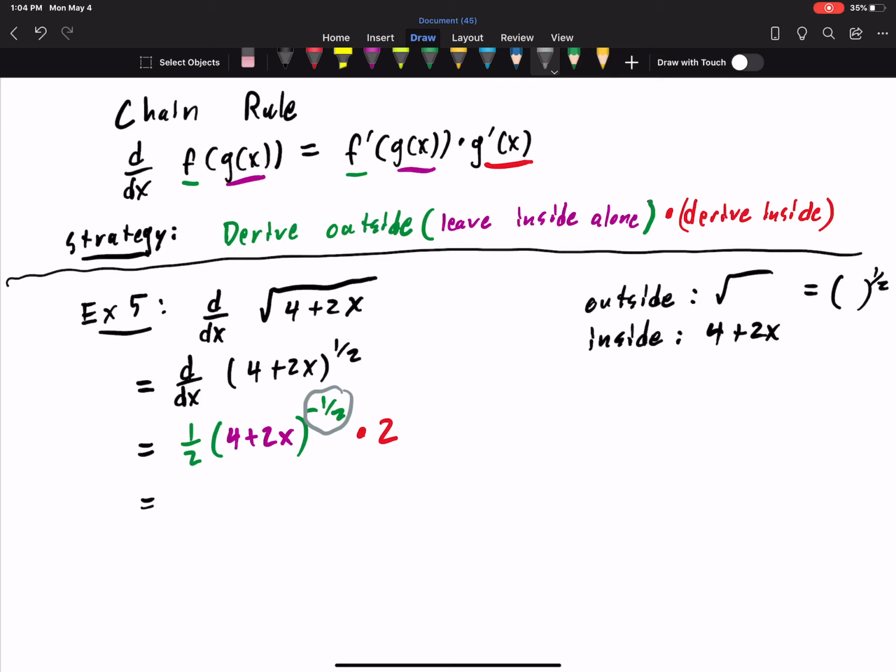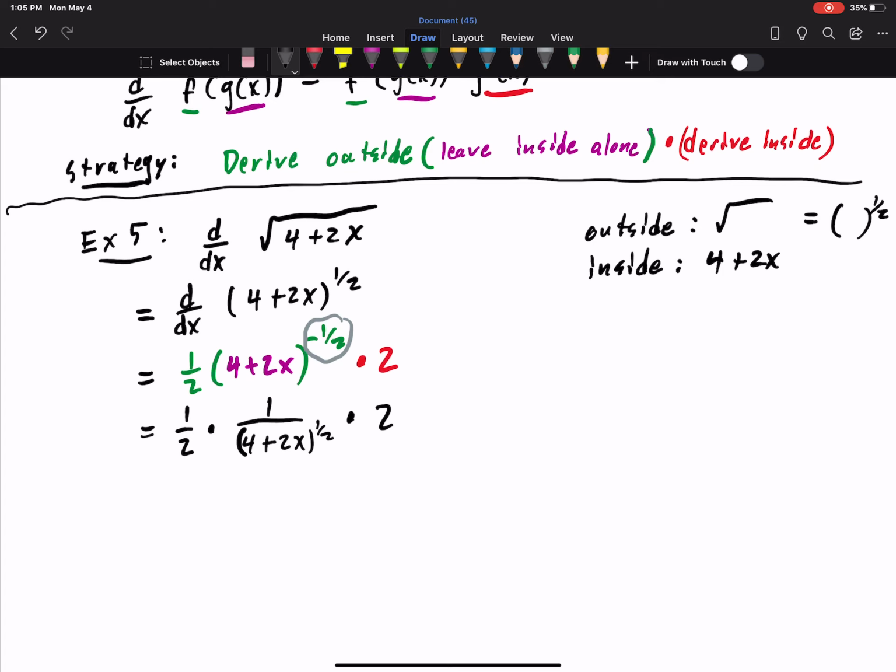Okay? So simplifying this, we have 1/2 times 1 over 4 plus 2x raised to the 1/2 power, because of the negative exponent, times 2. All I did was manipulate this thing in the middle. Okay? Since we're multiplying these things, you can multiply straight across the top and bottom. So what this gives you is 2 over 2 times 4 plus 2x to the 1/2. Know that 2 cannot be FOILed inside this set of parentheses here because it's locked inside the 1/2 power.